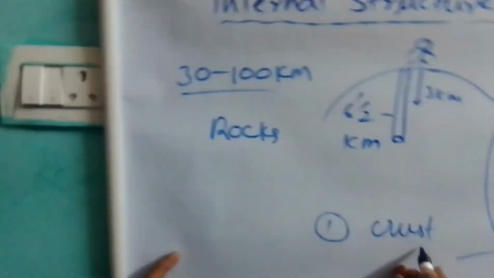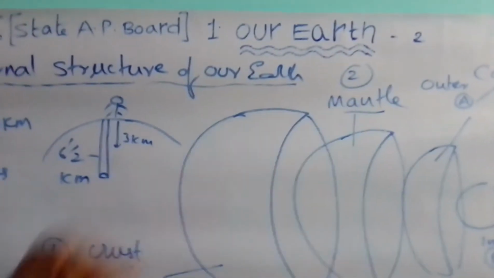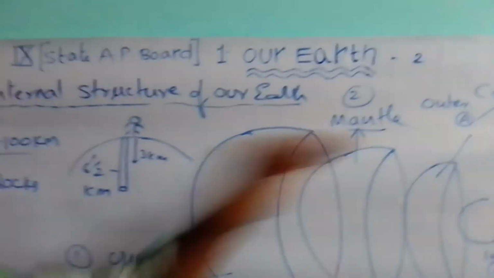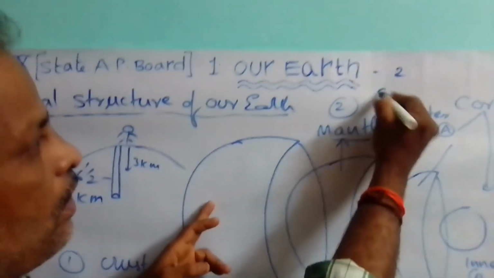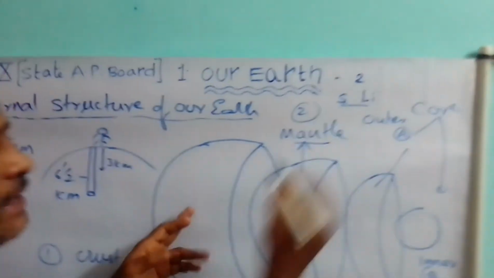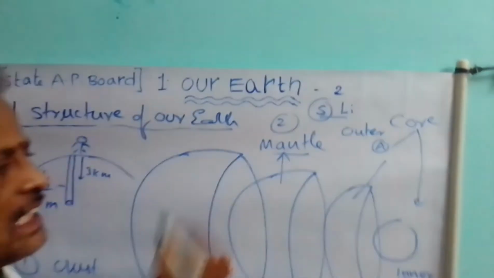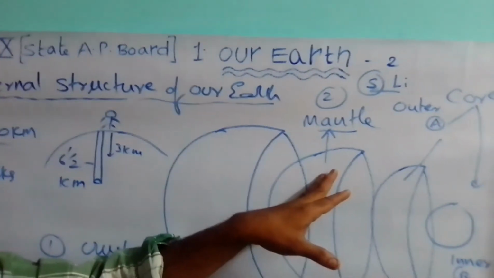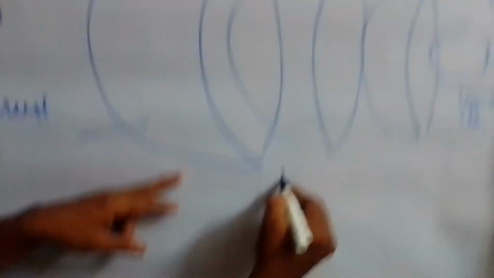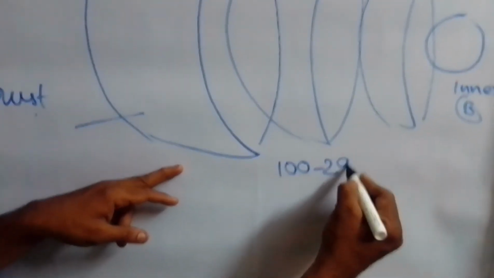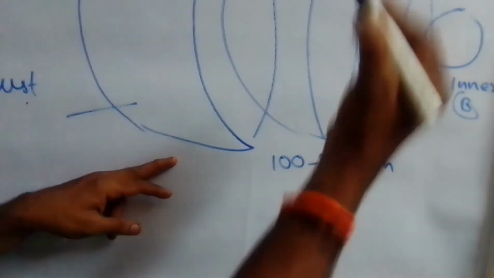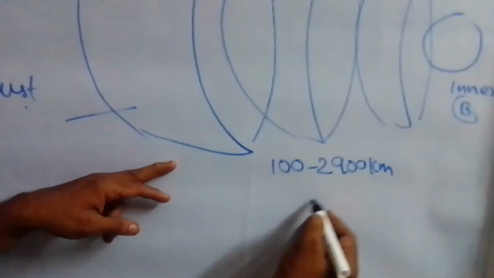And number 2, we have to see the mantle. Unlike the crust, the mantle is not a solid layer, and it is partially solid and partially liquid. It means the maximum part of the mantle comprises silicates, and the mantle depth ranges from 100 kilometers up to 2900 kilometers, and it is mostly filled with silicates.